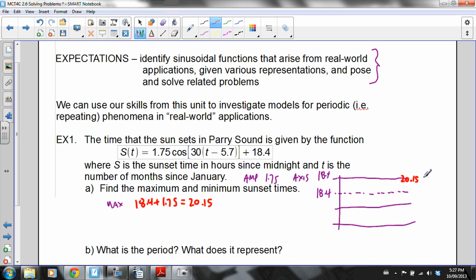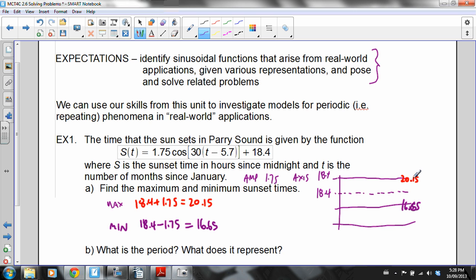We'll show you how to convert that to an actual time in a minute or two, but let's do the minimum first. The minimum would be 18.4 subtract that 1.75. That's around 16.65. That's this value, 16.65. Now these aren't times, right?